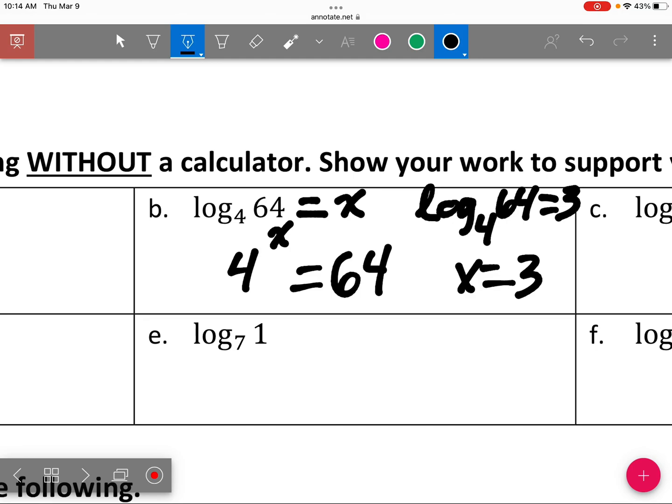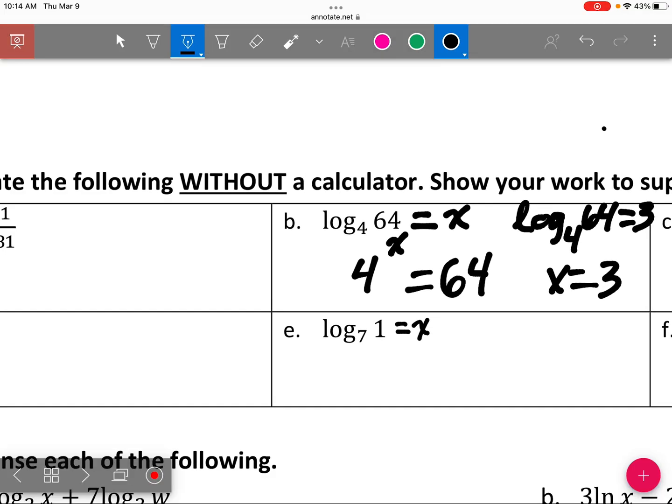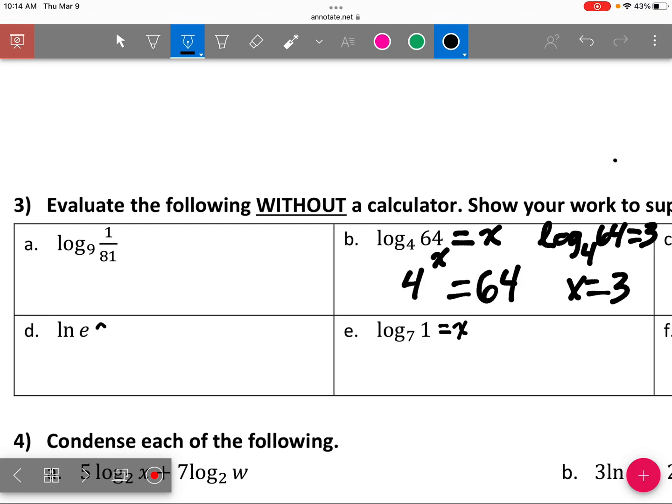So when in doubt, give yourself an equals x. That works on these ones too, equals x. Same is true if you've got a natural log. You can set this equal to x.